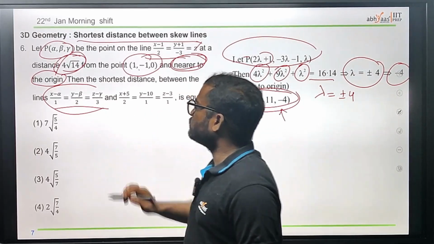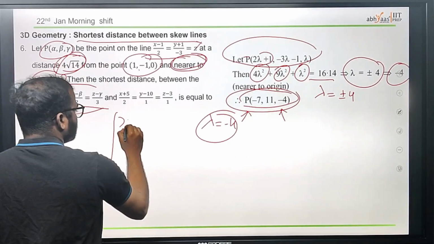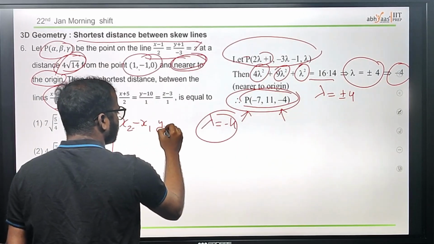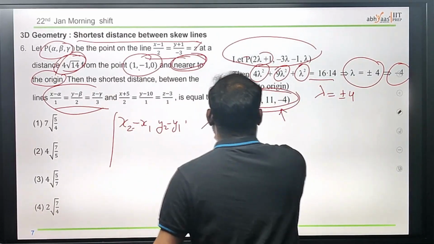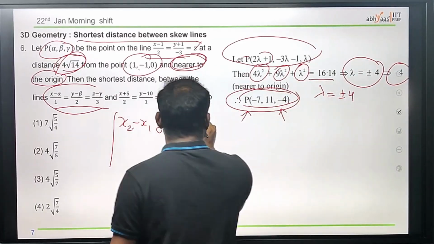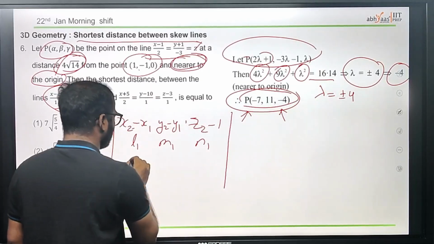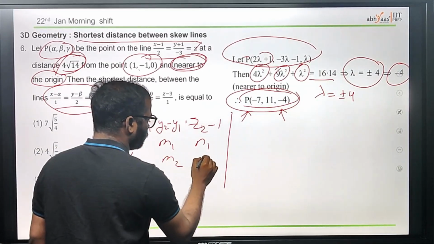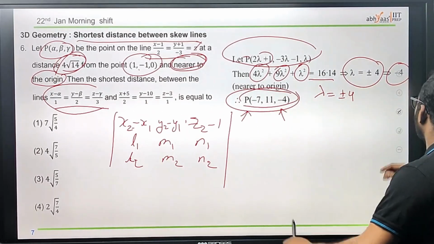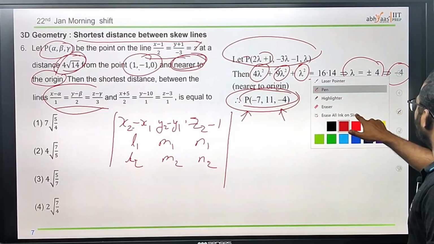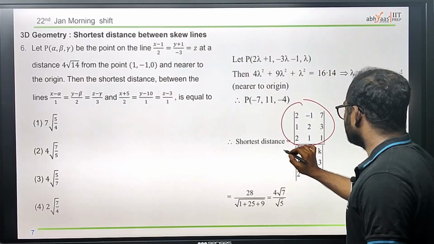Now just substitute those values in this one, and now we have to find the shortest distance, which is x2 minus x1, y2 minus y1, plus, I will remove this one, z2 minus z1. Here we have L1, M1, N1 and L2, M2, N2. These are the direction ratios, and this is the distance between those. We have to use this formula. By using this formula, we will have the shortest distance, which I just wrote, divided by the determinant with i, j, k.